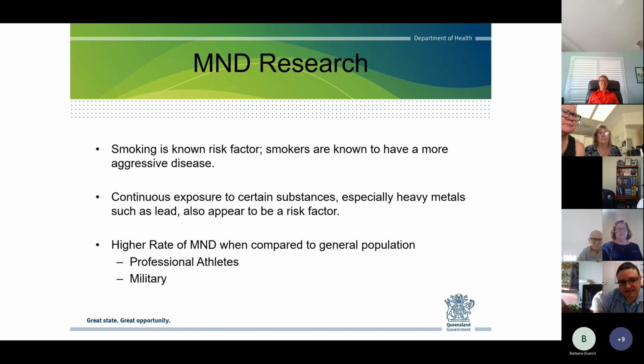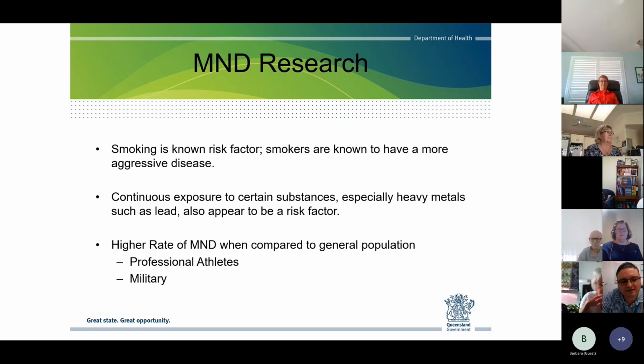Some of the other things, so this is an example. Smoking is a known risk factor. Smokers are known to have a more aggressive disease, and that's been proven in literature, where the continuous exposure to certain substances, this is from that journal, especially heavy metals such as lead, also appear to be a risk factor. So that's the difference between known and appear. These are all the stuff that I look at and decipher with the research.